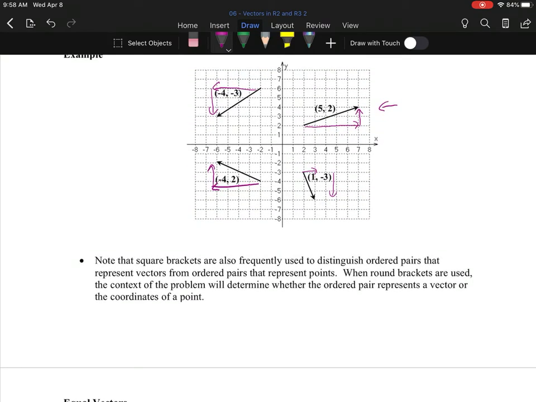Now, square brackets are frequently used to help us. So sometimes instead of writing, see this one up here was -4, -3, sometimes we'll use square brackets as a hint that, yes, we're talking about a vector there. So that's one of the tricks available to us to make it clear when we're talking about a vector instead of a point. When round brackets are used, the context of the problem will determine whether the ordered pair represents a vector or the coordinates of the point. It might say, graph the point, and give you the coordinates. Or it might say, draw the vector 4, 3, and so then you know right away. So as soon as you're talking about a problem, you'll know whether you're talking about a vector or a point. So don't worry too much about that.